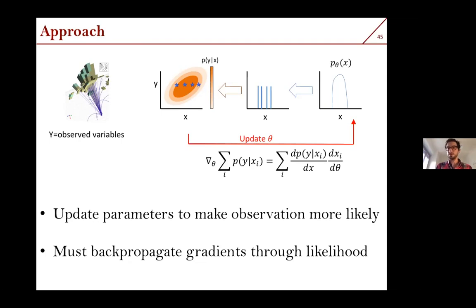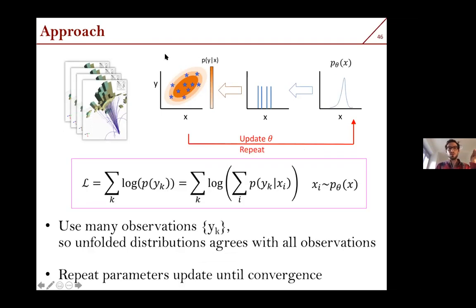So we can now do backpropagation through our likelihood and through our samples in order to update the parameters of our source distribution. Now we don't necessarily have just one observation, we may have many. So we'll take a bunch of observations, and we'll sum the likelihoods over all those observations so that we can learn a source distribution which is consistent with all of the observations we see.